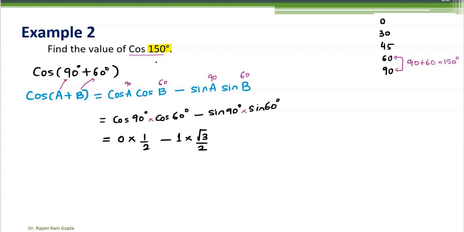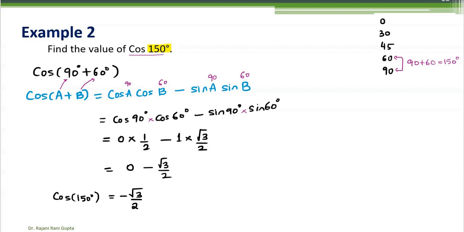Okay. Now what we are left with is the simplification. 0 multiplied by any number gives you 0, minus 1 multiplied by root 3 over 2 gives you root 3 over 2. So your final answer is minus root 3 over 2. So this is the value of cos of 150 degree. Okay. So here the main concept is to get the required angle by a combination of these angles.